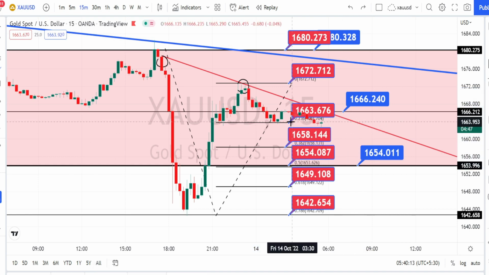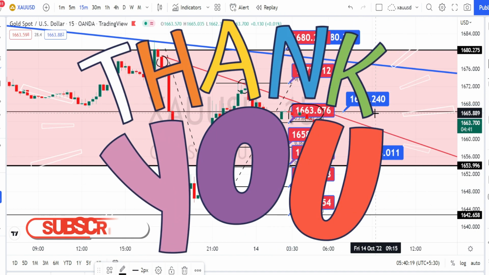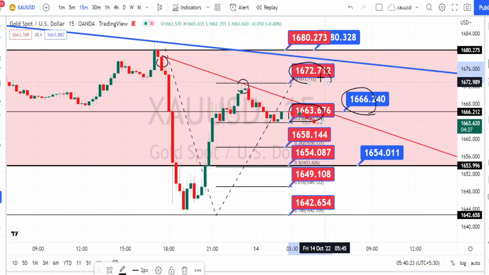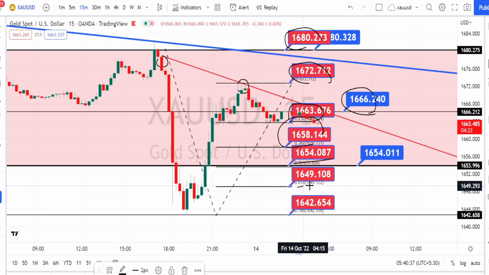And if the price action breaks the resistance level of 1663, the next level of resistance is going to be around 1666, 1672 and 1680. And if the price action breaks the support level of 1658, the next level of support is going to be around 1654, 1649 and 1642.